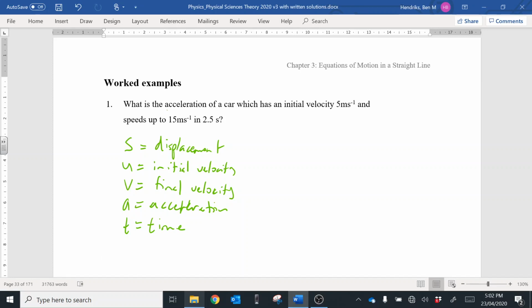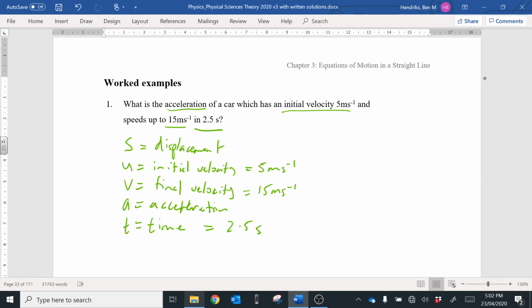We want to find out what the acceleration is, so we're not sure what that is. It has an initial velocity of 5 meters per second, so let's write that in. 5 meters per second, and it speeds up to 15 meters per second, so it's going to be our final velocity, in a time of 2.5 seconds.